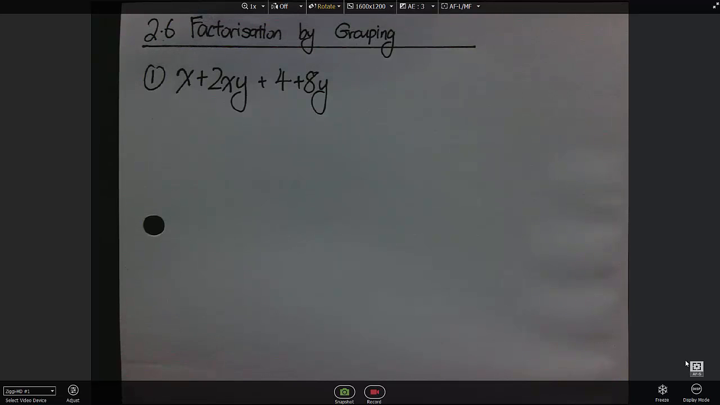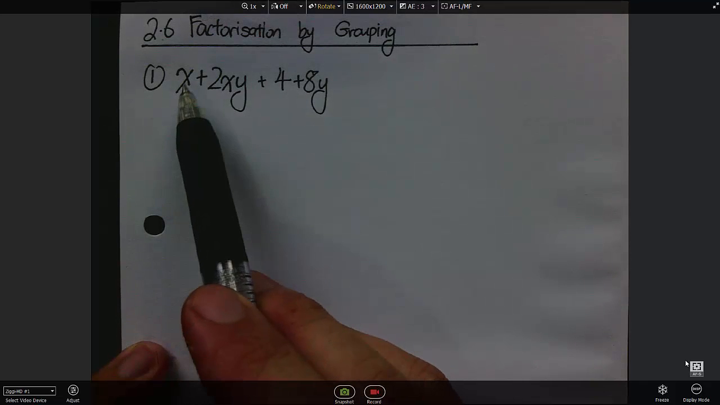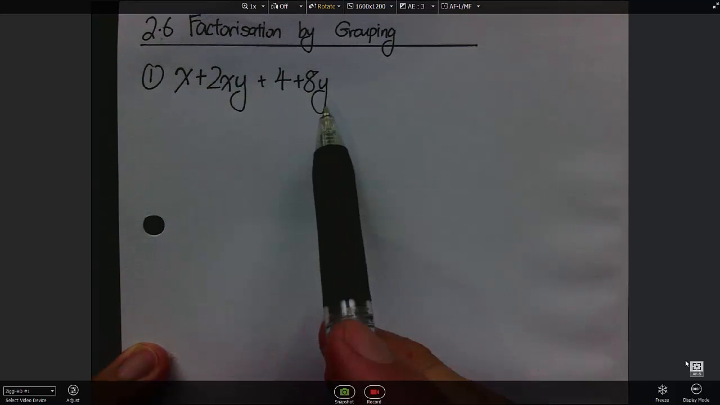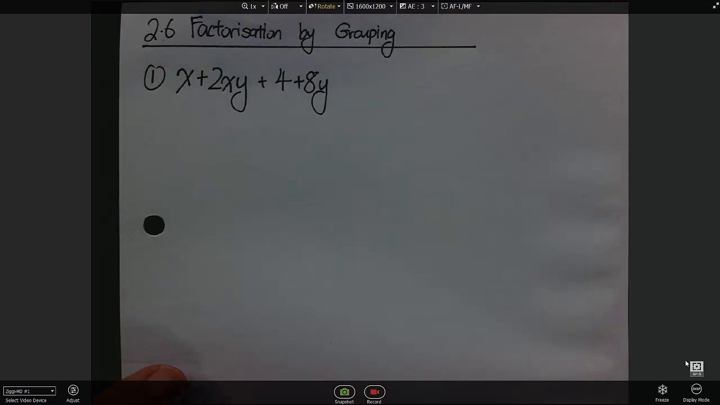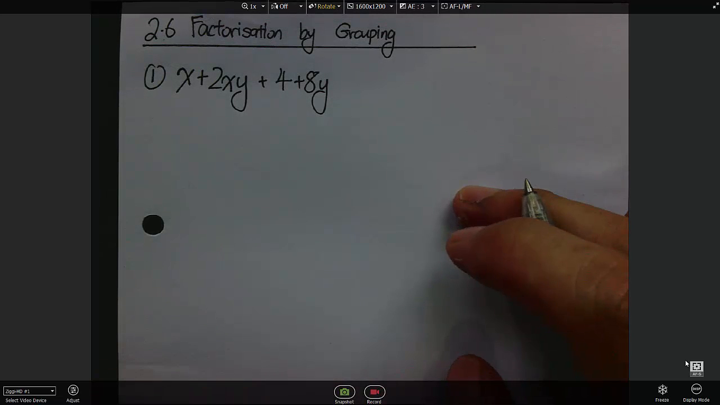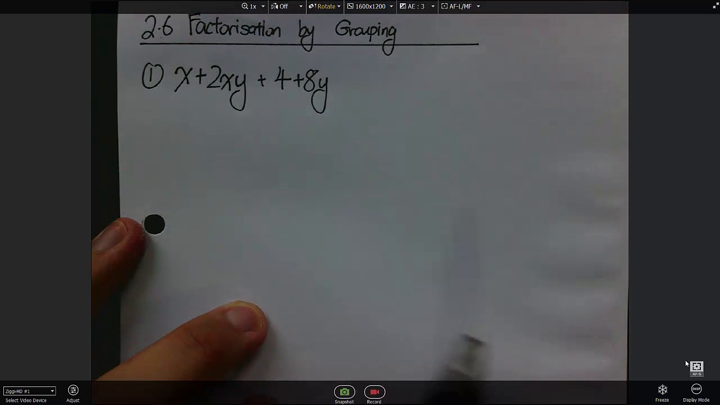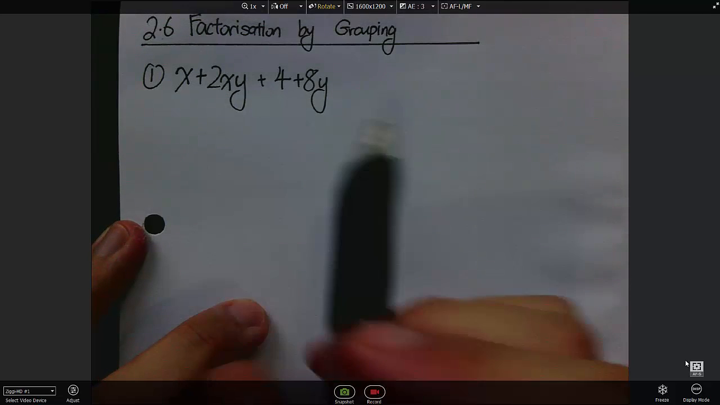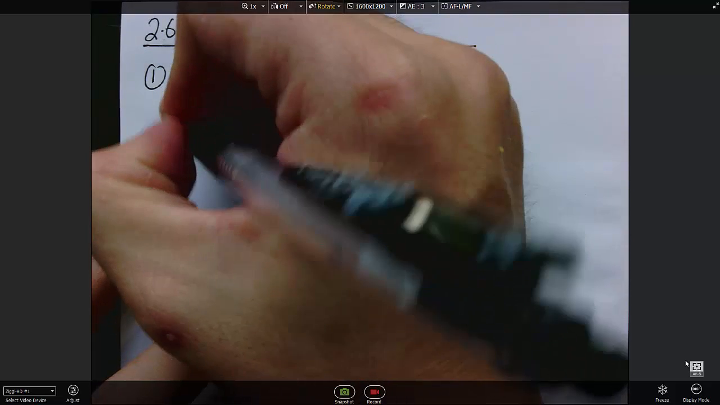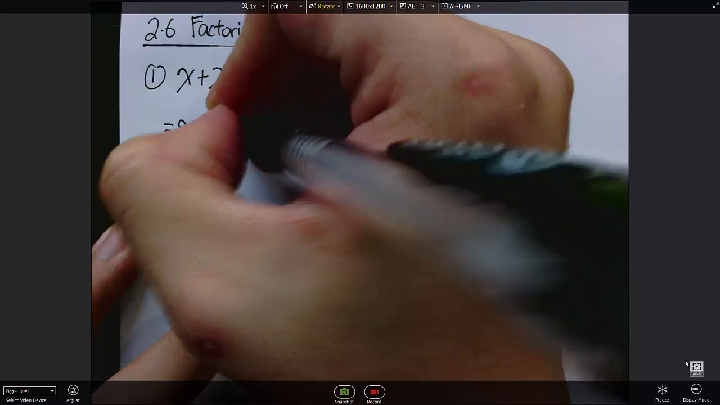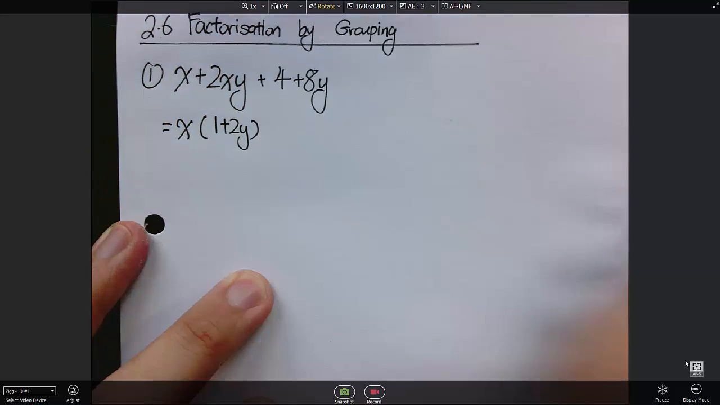Okay, question 1. Notice that normally we will have 3 terms: an x squared term, an x term, and a number term. In this case, we actually have 4 terms. So the 4 terms give you a clue that the factorization should be done by grouping. Next thing we do is we see what we can factorize from each pair. For the first pair, what can we factorize from these 2 terms? We can factorize x. So if I factorize x, I'm left with 1 plus 2y.